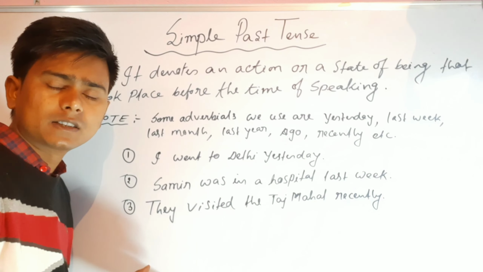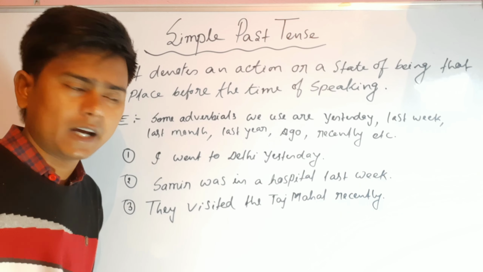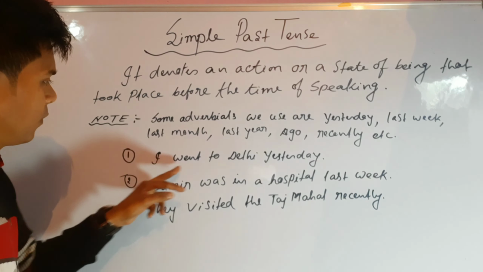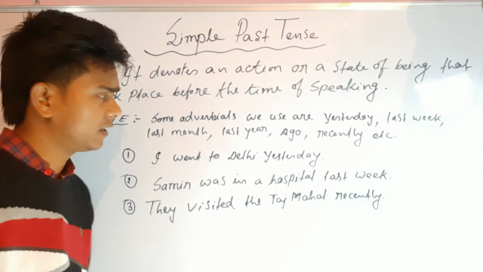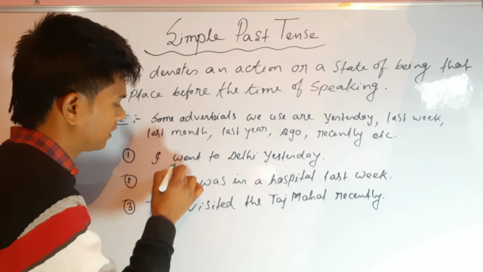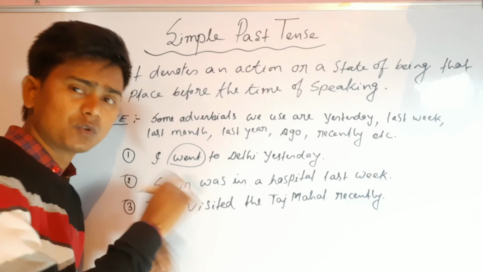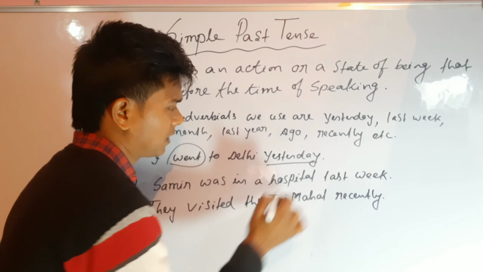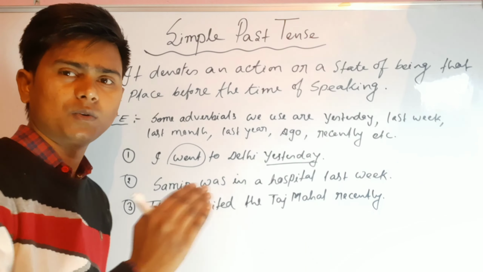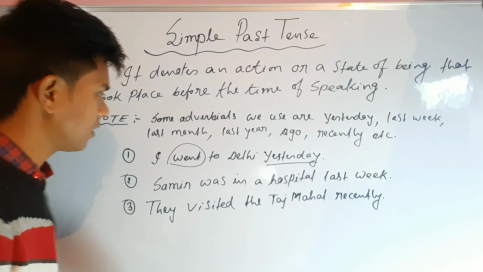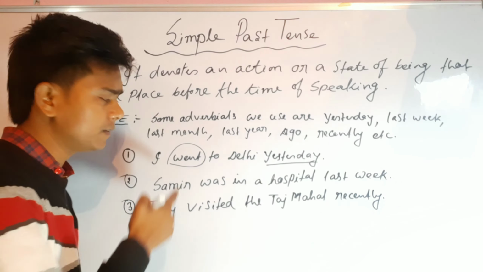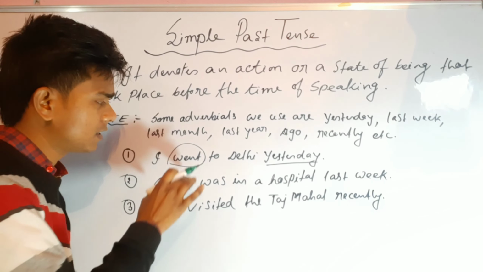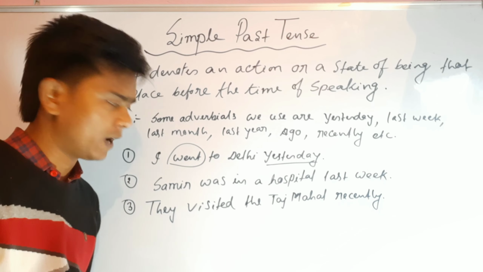Now look at these three examples and let's try to understand how it actually happens. Look at this. I went to Delhi yesterday. See, the action of going, went, took place yesterday, and it is also completed. Look at the adverbial yesterday. We use it to denote a past action. The action of going to Delhi took place in the past and also it is completed.